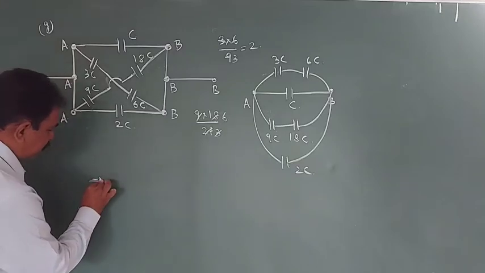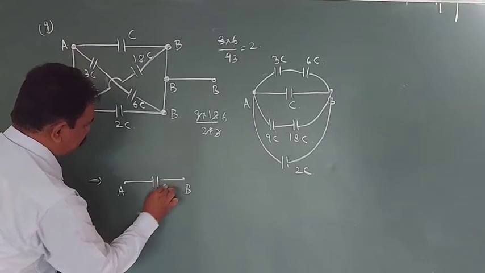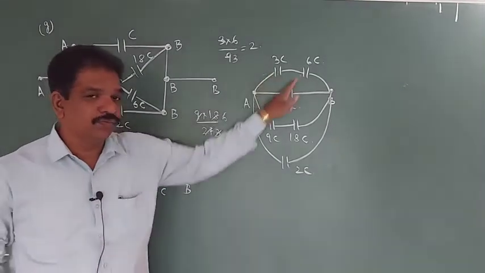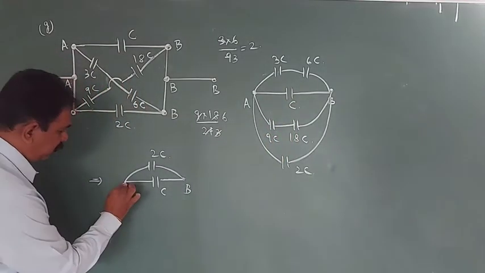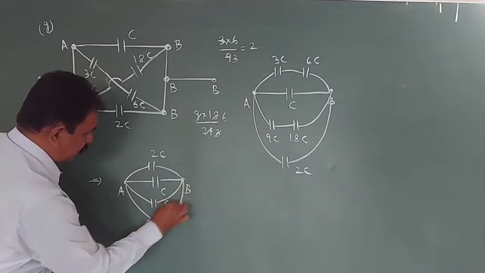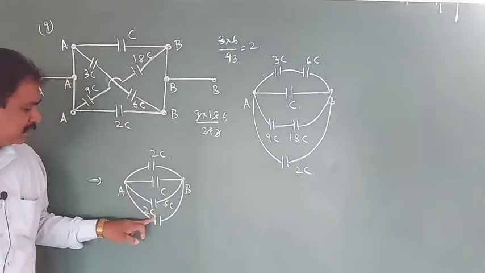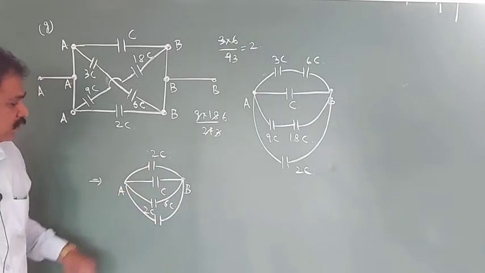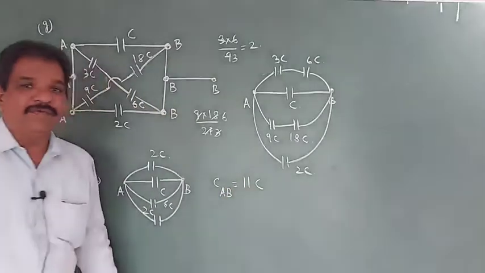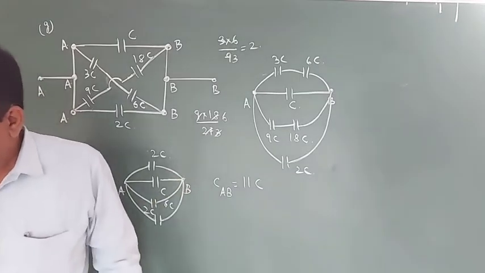Again, if you redraw the circuit, here A, here B, this will be C, this will be 2C, the effect of these two will be 6C. Again 2C is there, one more. All are in parallel: 2C plus C plus 6C plus 2C. So totally C_AB is equal to 11C. Clear? So in this way we have to do the problems. Next.